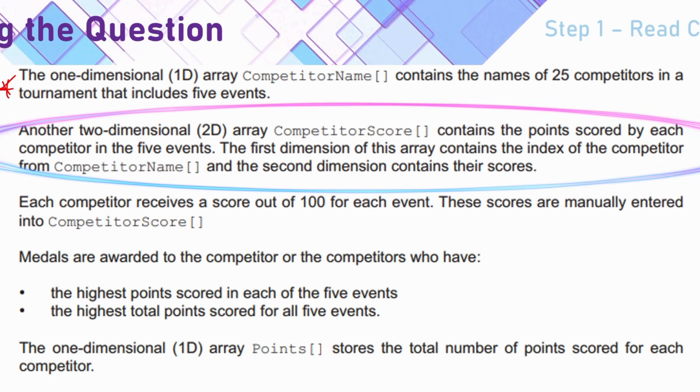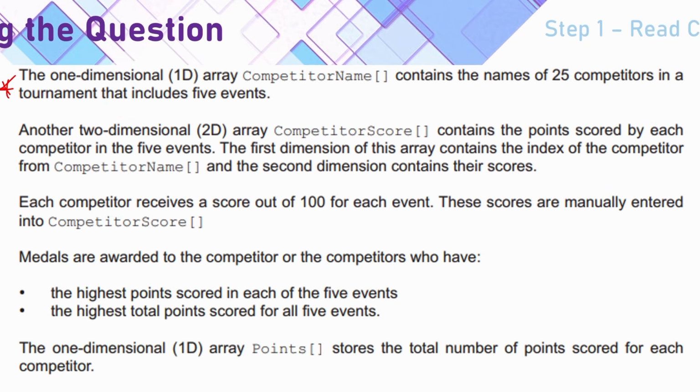Next we have another array, but this time it's a 2-dimensional array, and this array is called competitor score. This contains the points scored by each competitor in the 5 events that they participate in. The first dimension of this array contains the index of the competitor from the competitor name, and the second dimension contains their scores. So 2D arrays are one of the trickiest parts of the whole syllabus, but if we just visualize this for a second and think about what's being stored, by using the word dimension, this is essentially your row or your column in a table.